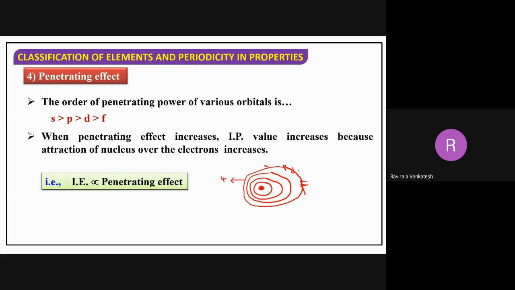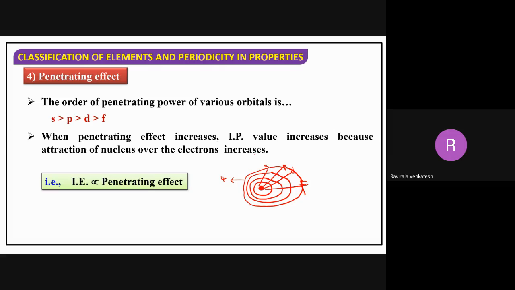Tell me, which orbital is near? S is near, right? Very good. S is near. Compared to this, P is away, D is more away, and F is far away from the nucleus. So that is the reason S is more penetrating when you compare with P, D and F.